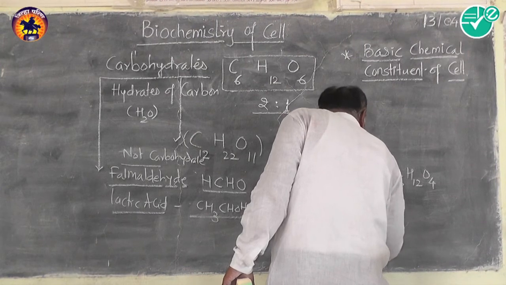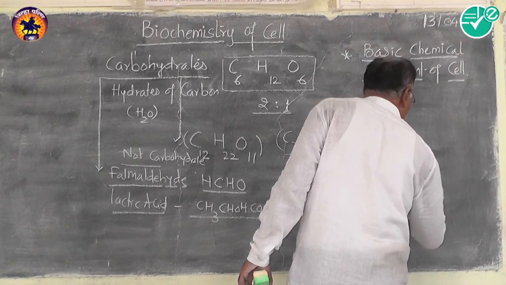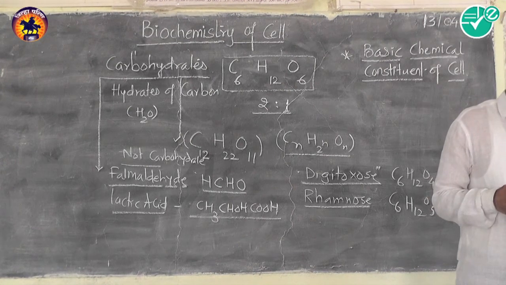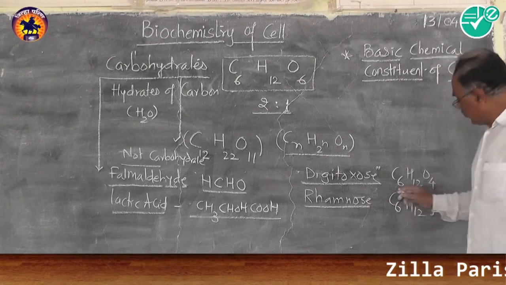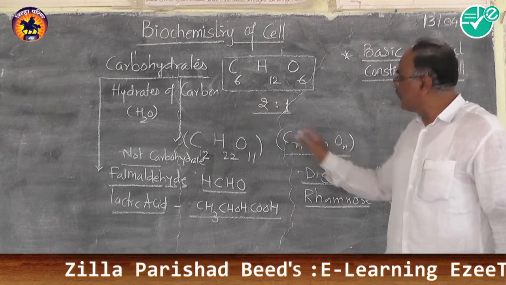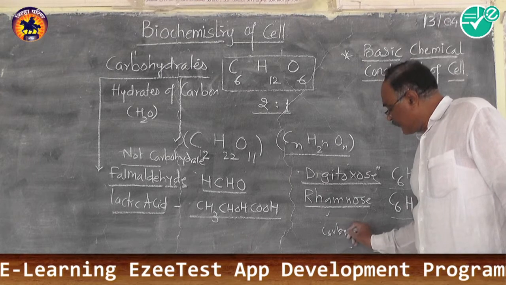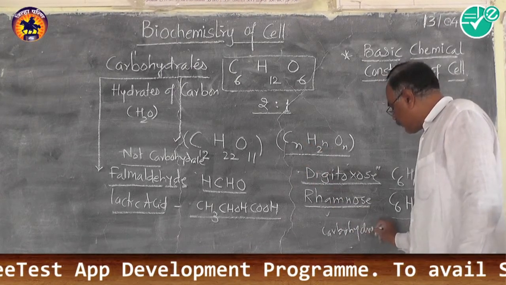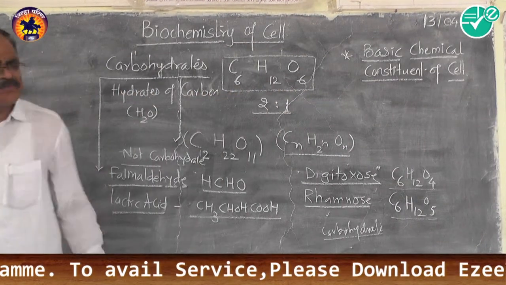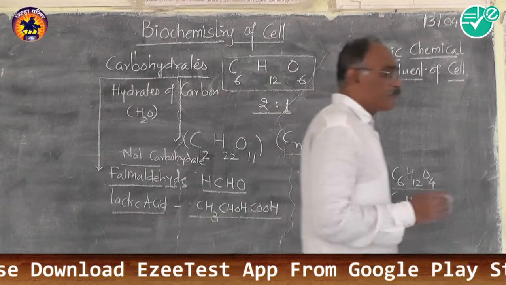They don't satisfy the rule here. They have C6H12O5, if I am not wrong. Though they don't follow the rule of the empirical formula, these two are carbohydrates, while the others follow the rule of the empirical formula but are not carbohydrates. These are the types of carbohydrate we observe in the cell.